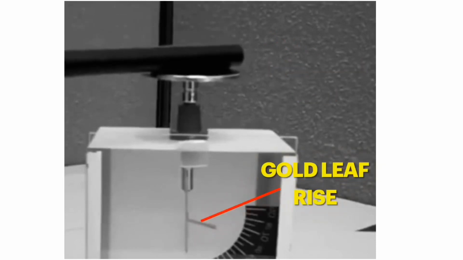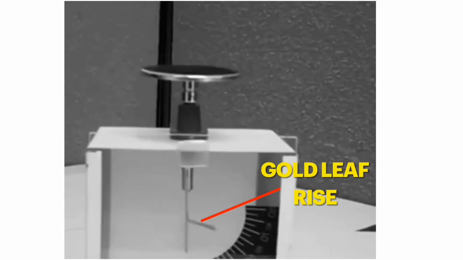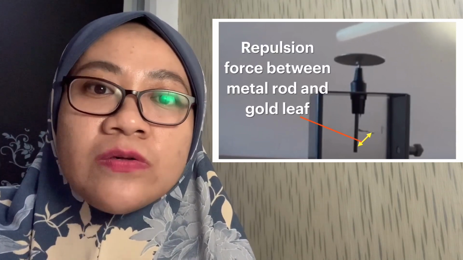This is because the charged rod has induced charge on the copper plate, the metal rod, and the gold leaf. And because the gold leaf is very lightweight, when it is charged, it will rise due to the repulsion effect between the metal rod and the gold leaf.